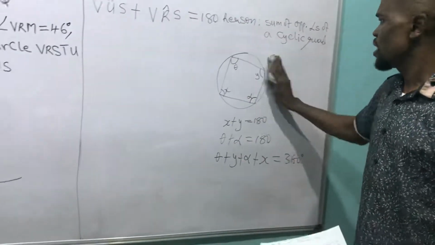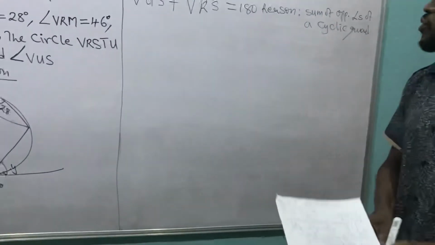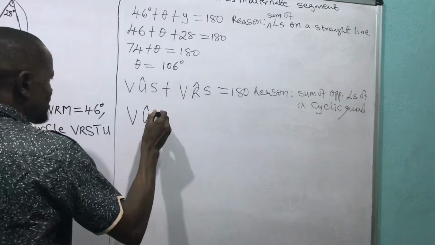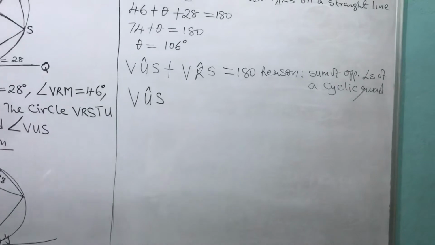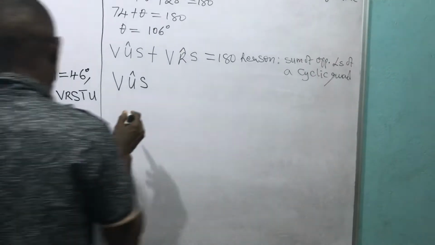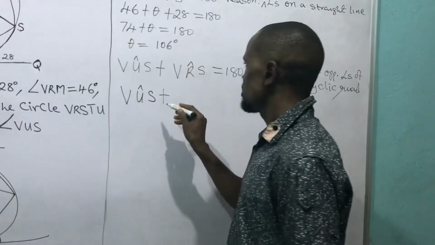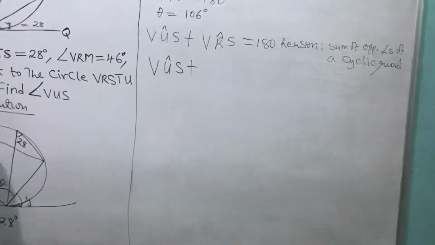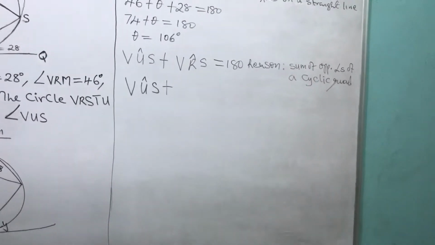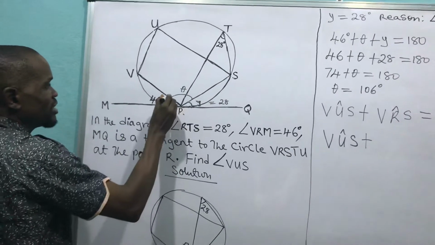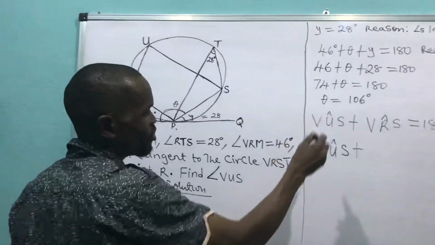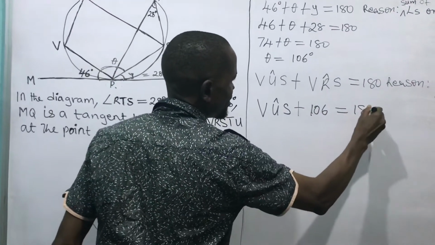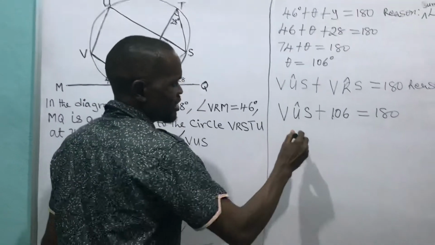Then let's go back to what we are solving. We now say that angle VUX plus my VRX. What's my VRX? VRX, which is my theta, this angle, which is my theta. And we have gotten theta to be 106, and it is equal to 180. Are you following me?